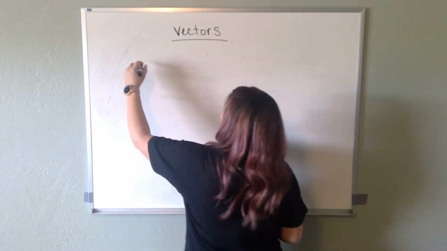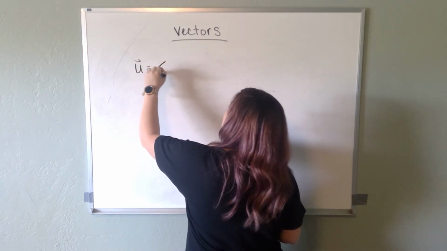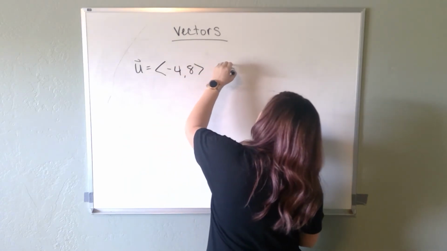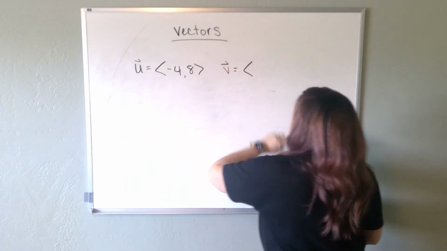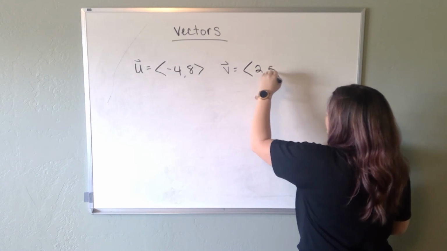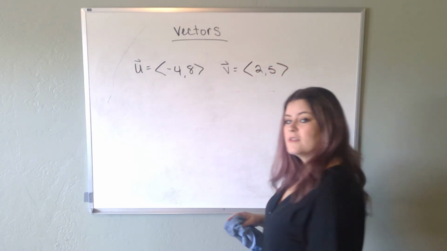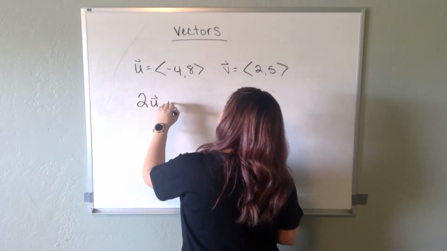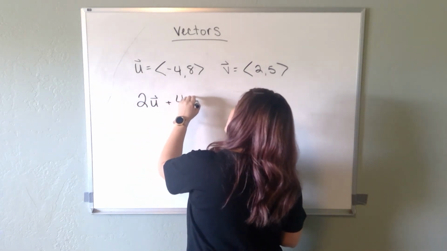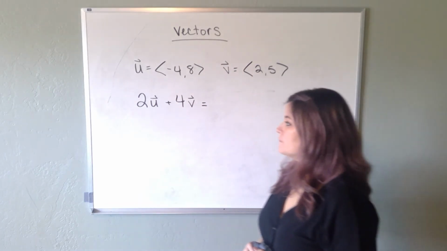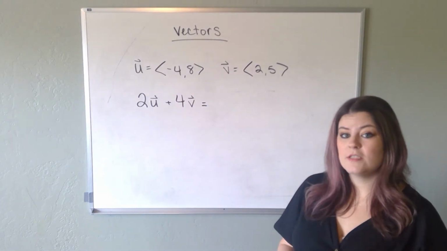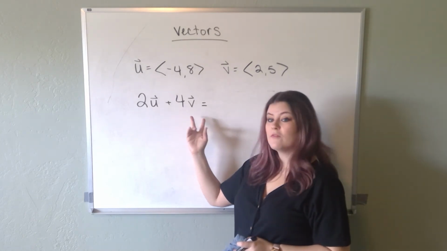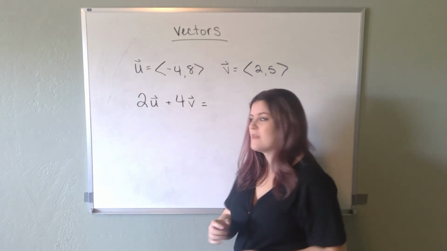So if I have two vectors, u equals -4, 8, and v equals 2, 5, I want to find 2u plus 4v. Guys, the very first thing you're going to do is the scalar. You're going to find 2u and you're going to find 4v, and then you can add them together.